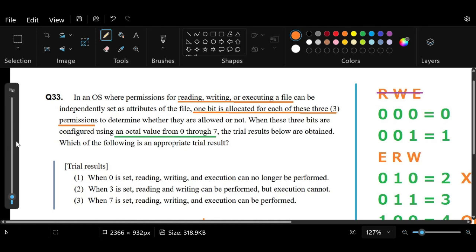Question number 33 of the PhilNITS FE morning portion of the exam. In this question, we are being asked, in an operating system where permissions for reading, writing, or executing a file can be independently set as attributes of the file, 1 bit is allocated for each of these 3 permissions to determine whether they are allowed or not. When these 3 bits are configured using an octal value from 0 through 7, the trial results below are obtained. Which of the following is an appropriate trial result?